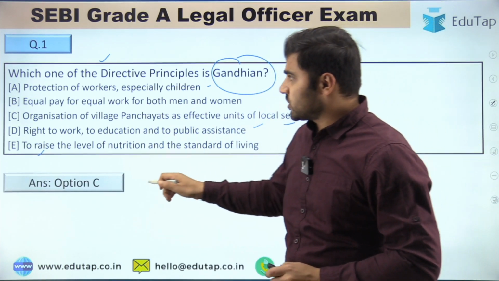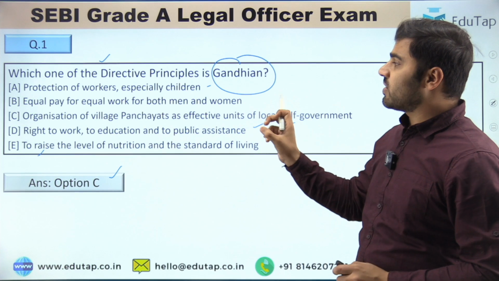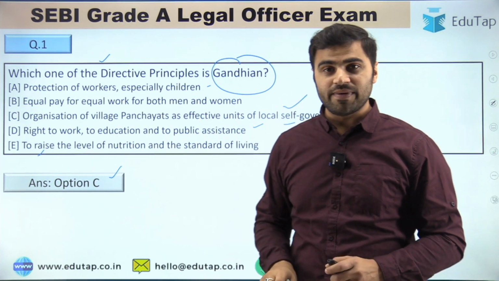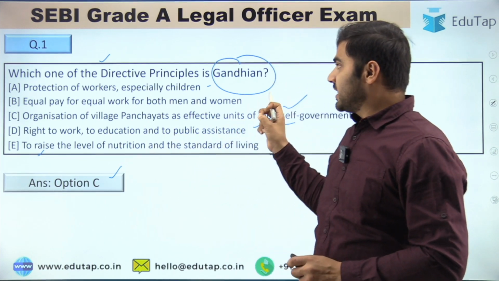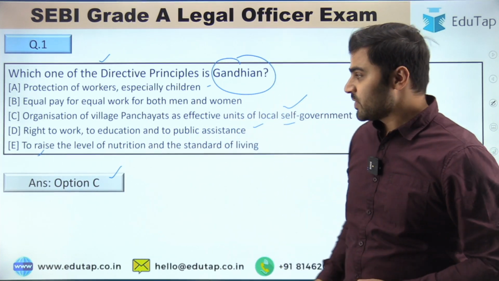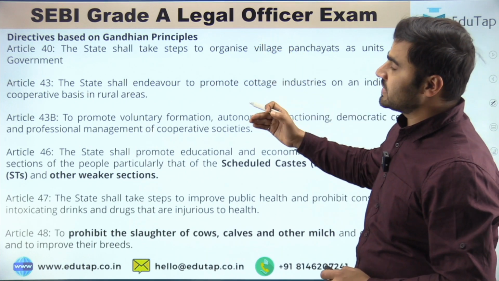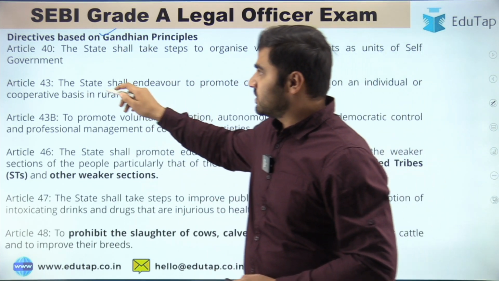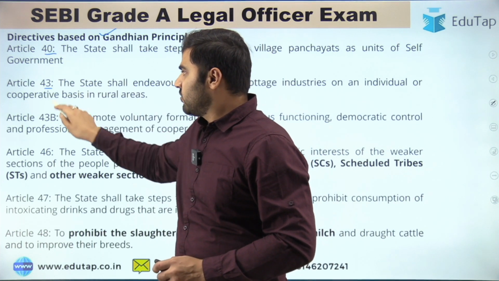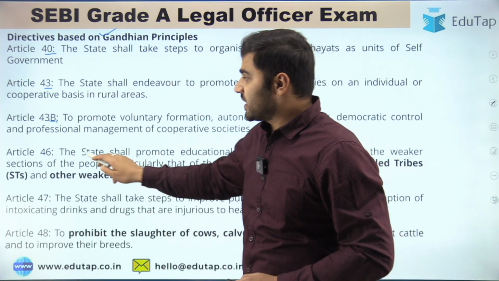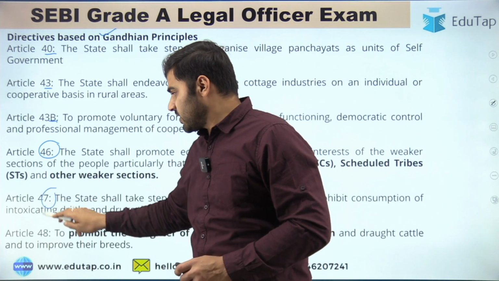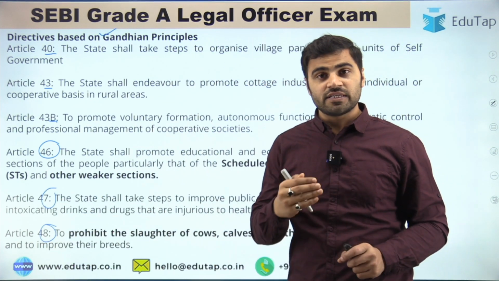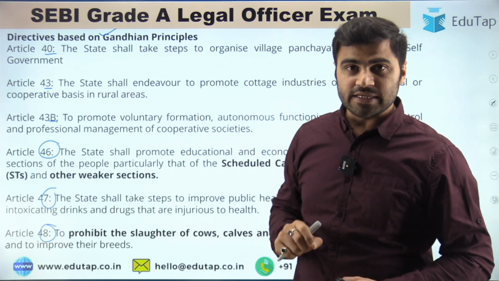The right answer for question number first is option C, that is organization of village panchayats as effective units of local self-government. This DPSP is based on the Gandhian ideology. If we see the explanation, it says directives based on Gandhian principles are mentioned under article 40, 43, 43B, article 46, article 47 and article 48. You can read this explanation in detail. This is going to be helpful for your upcoming examination.